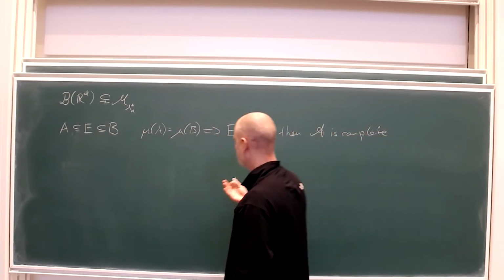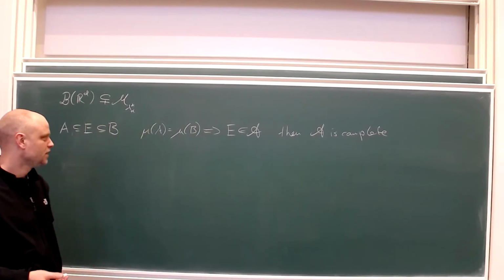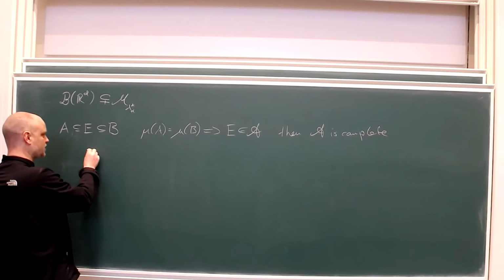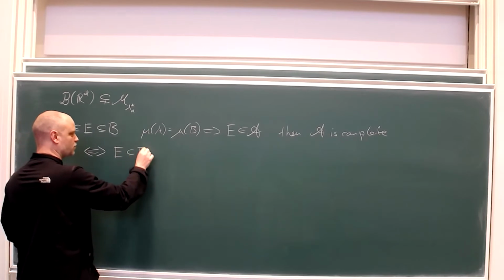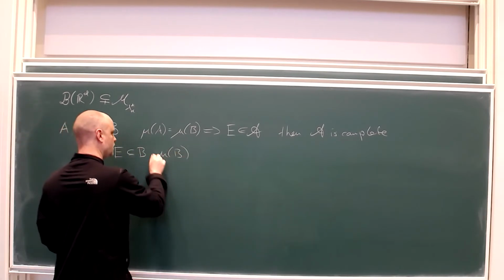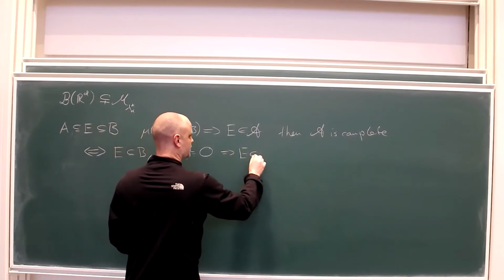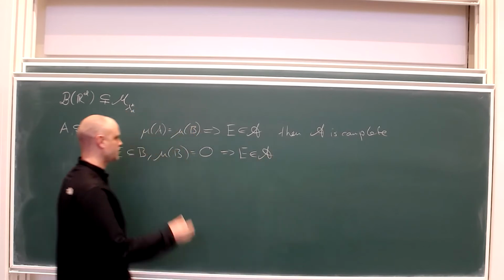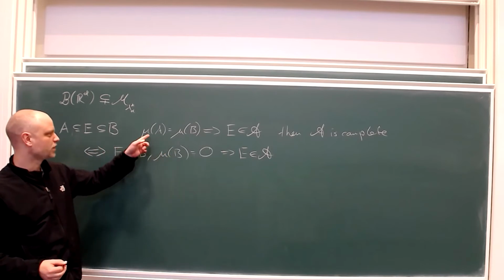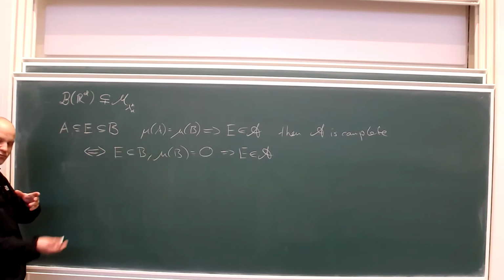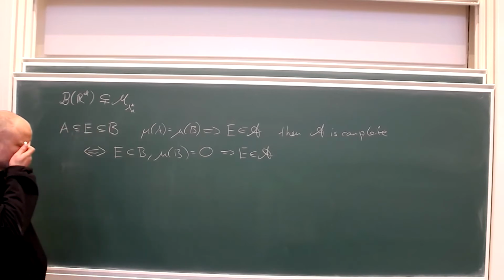And actually, this is not a definition, this is a consequence. It's very easy to see. If you take this as the definition, then it's equivalent with the following statement: if E is less than or equal to B, and mu of B is equal to 0, then E is in A, right? That's the technical definition of completeness. But if you have that, then you just play here with it: E set minus A will be a set of measure 0. It's in the sigma algebra, and then you just take a union with A, and you get this statement here. So these two are equivalent.